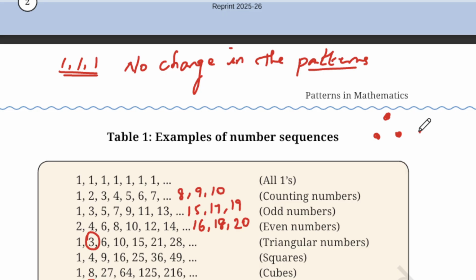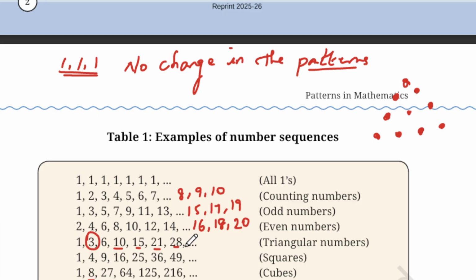So next, if you want to make a triangle, how many dots are needed? You need 1, 2, 3, 4, 5, 6. So we got 6. Next, I'm going to add more. How many? 1, 2, 3, 4, 5, 6, 7, 8, 9, 10. So we have 10. You can count diagonally also. So 10, next 15, 21, 28.